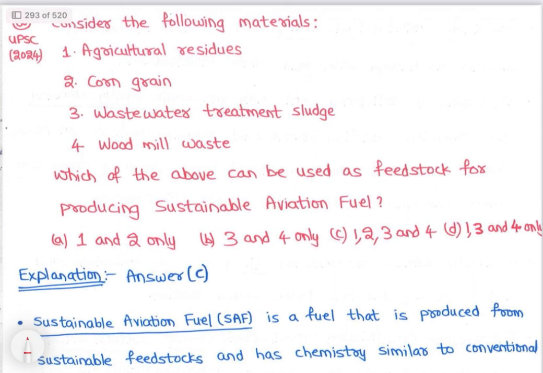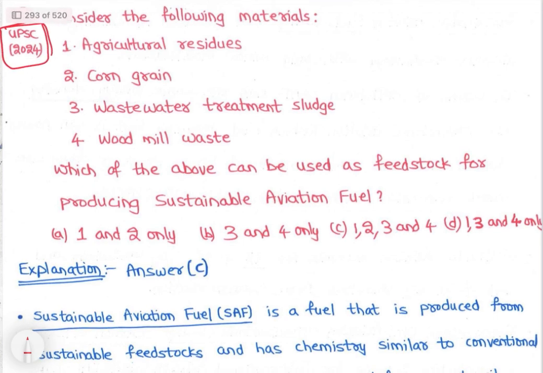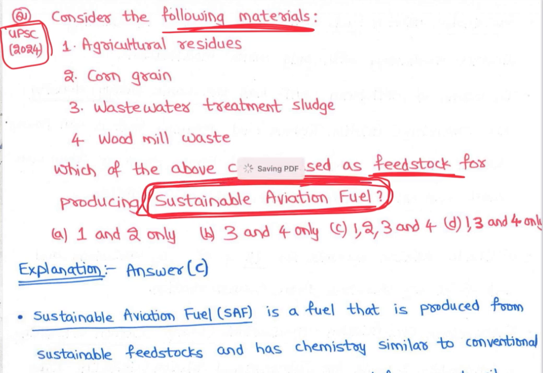That is what we have discussed in the diagram, right? So now let's see the next question asked in UPSC 2024. Consider the following materials. Which of the above can be used as feedstock for sustainable aviation fuel? Again, sustainable aviation fuel is a very important topic, right? So let's cover this comprehensively. So what is sustainable aviation fuel, and what can we use? Let's understand it comprehensively, right?